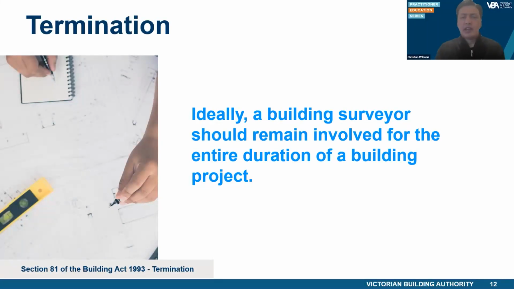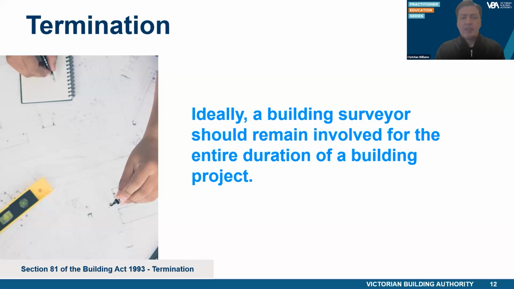To apply to terminate or change a building surveyor, an application form must be completed along with the required information and documentation. The application will be considered in accordance with VBA guidelines and the outcome will be advised. Confirmation that the preferred building surveyor is willing to accept the appointment must also be provided before we can grant consent.